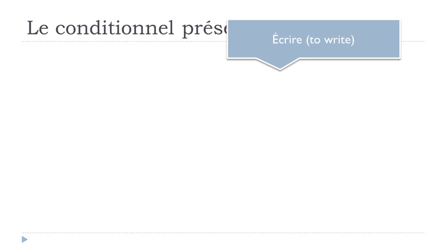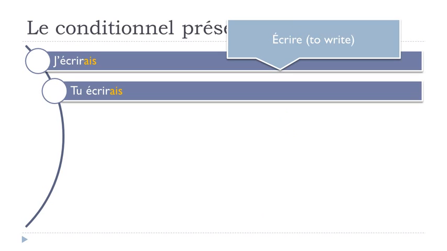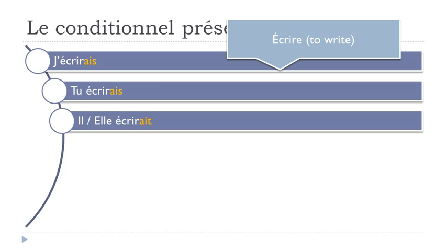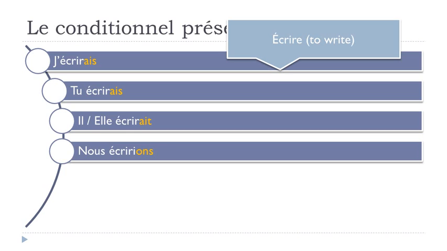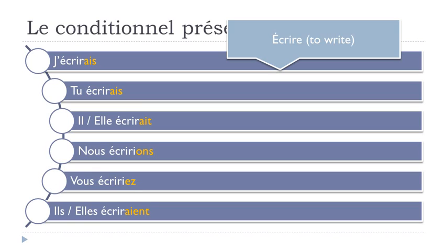Écrire is to write. Okay, so same rule, if you remember, the example was with lire, to read, but it's exactly the same rule. So if you look carefully, it's ending with this e. So you take it away, and after that you put the ending. J'écrirais, tu écrirais, il écrirait, elle écrirait, nous écririons, vous écririez, ils écriraient, elles écriraient. All right, so it's not that difficult anyway.